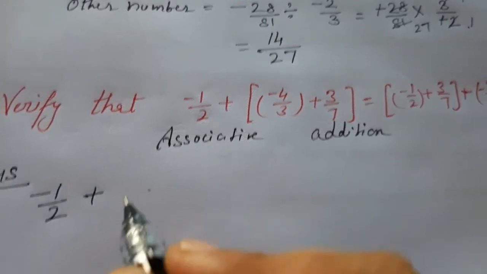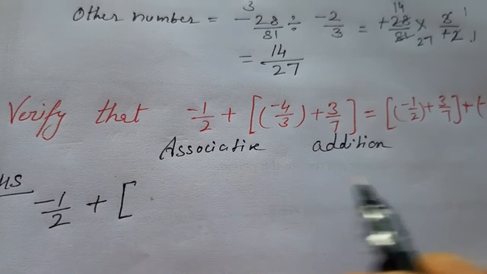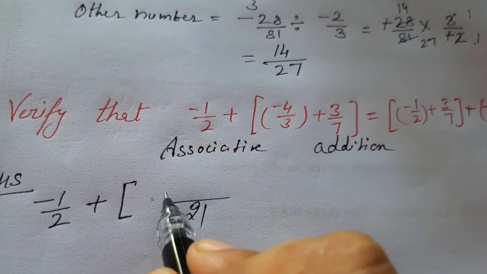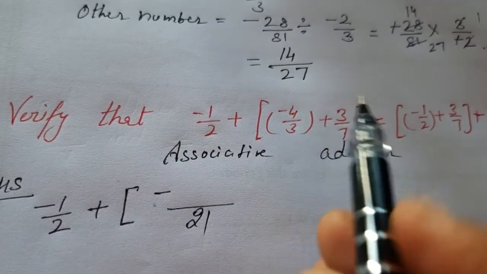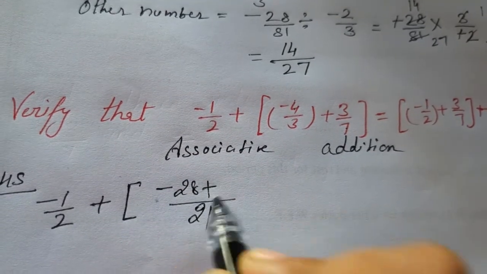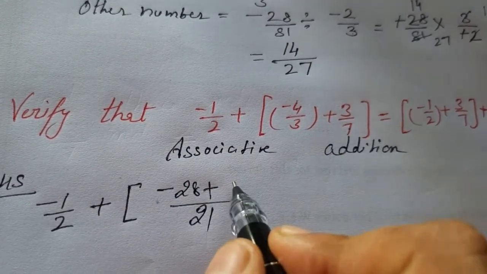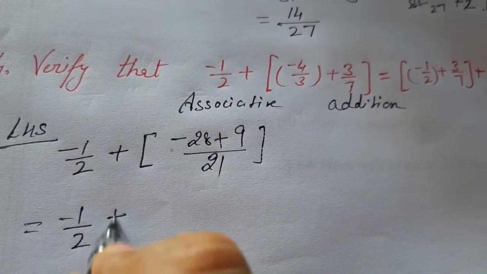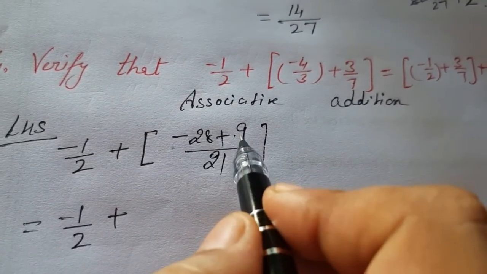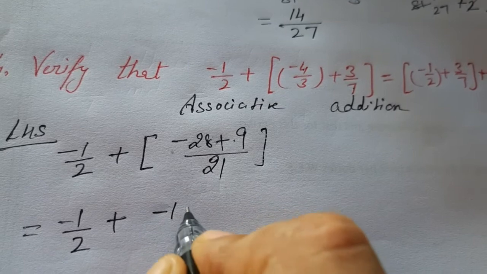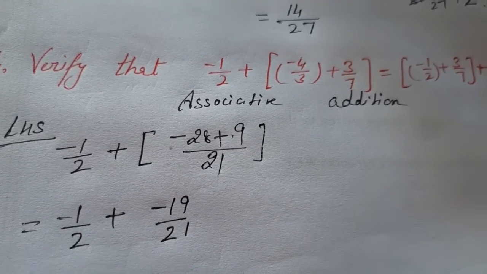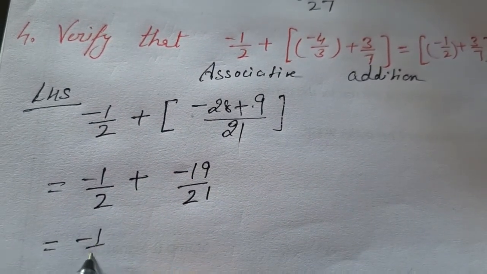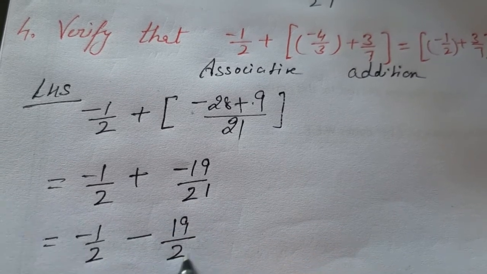Minus half will be as it is, plus now we will solve the bracket by taking the LCM. We know the LCM of 7 and 3 is 21. So the numerator will be, we will multiply the numerator with 7 here, minus 28 plus, here we will multiply the numerator with 3, 3 3s are 9. Now plus minus is minus, so 28 minus 9, that will become minus 19 by 21. Now again plus minus is minus, we will change the sign here, minus 19 by 21.